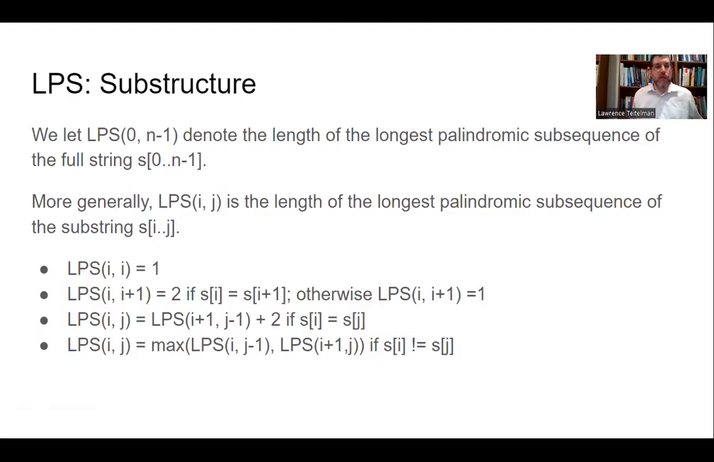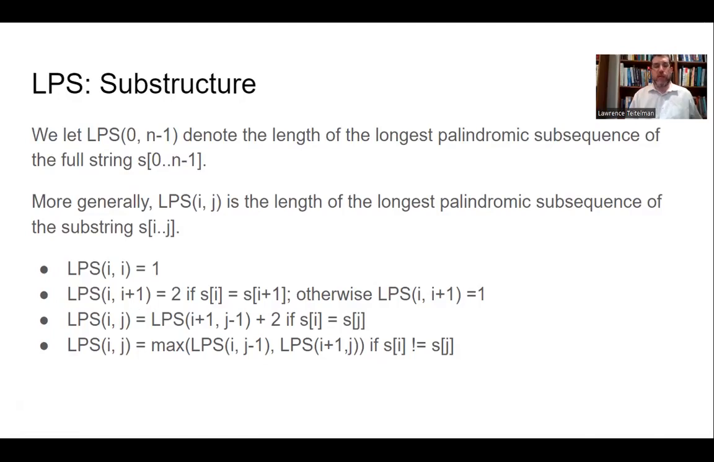Why is the longest palindromic subsequence 1? It's only one character, and one character is always a palindrome, right? One character is always a palindrome. Okay, what about going from I to I plus 1, meaning 2 characters?